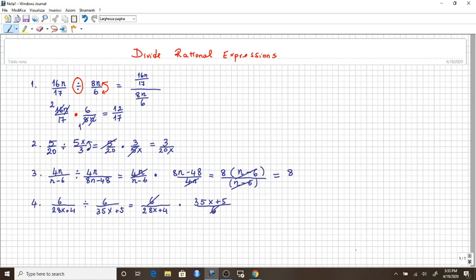6 divided by 6 is 1, and then 35x plus 5, we have a greatest common factor, which is 5, and then 5 times what is 35, which is 7x, and 5 times what is 5, which is 1. And now we're going to divide this by what? Well, what's the greatest common factor between 28x and 4? So we can factor out the 4, and then we have 4 times, again, 7x plus 1. And now 7x plus 1 and 7x plus 1 will simplify, so we end up with 5 divided by 4.